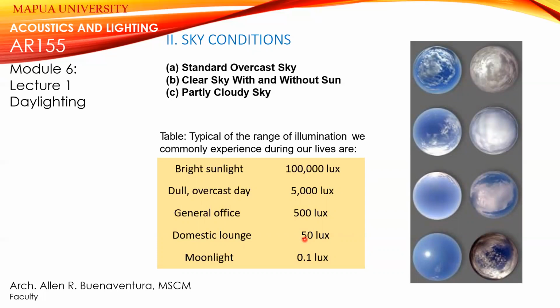So these are different sky conditions that you can let inside the room. The light from the outside will go inside the room, and it will create different types of lux, based on a lux meter. Okay, so if you're inside the room in an office, you don't need more daylight. You only need 500 lux.